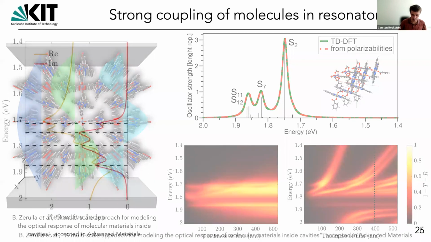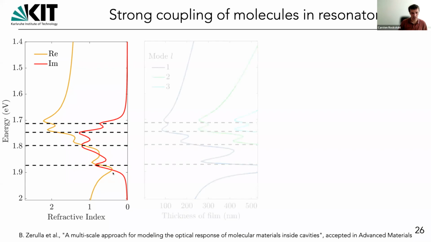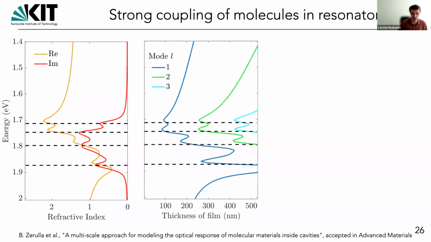Nevertheless, in our multi-scale modeling approach, we first quantified the optical properties of this molecular material in terms of an anisotropic dielectric function. The anisotropy is rather small and can be neglected for the sake of this argument, and we can just quantify it in terms of a refractive index. Using this refractive index, we can calculate the dispersion of the modes that are supported in this Fabry-Perot cavity.